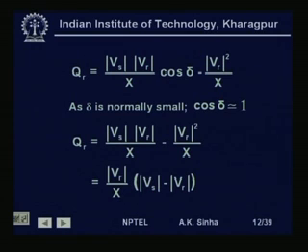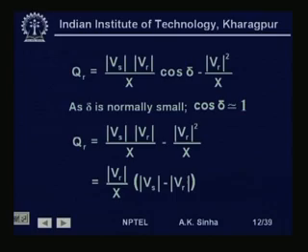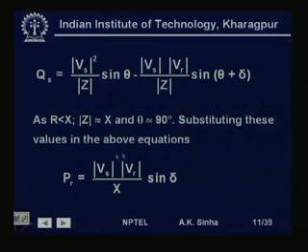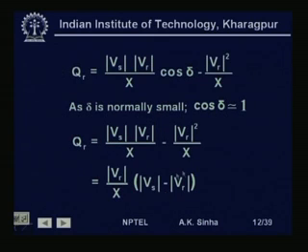Now, for power system operation, normally the angle delta is small, and therefore we can say that cos delta is nearly equal to 1. Therefore, if we substitute this, then we have QR is equal to Vs VR by X minus VR square by X, which can be simplified into VR by X into Vs minus Vr. Now, this relationship for QR and this relationship for PR, the real power received at the load end, and the reactive power at the load end, are very important relations, especially for understanding what is happening.